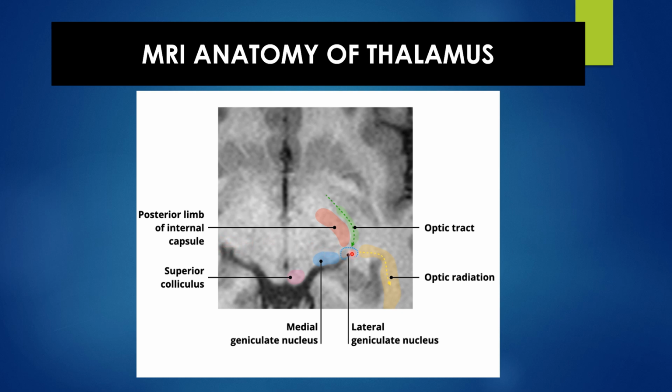Or the other way of looking at this: in the hippocampal formation when we were discussing, we saw the optic radiation. You keep tracing that posteriorly, you will end up with the lateral geniculate nucleus. Superior colliculus, medial geniculate nucleus, and lateral geniculate nucleus. So the superior colliculus is the key to identifying these two structures. From there, you go laterally and see these two bumps, you will be able to identify the MGN and the LGN.